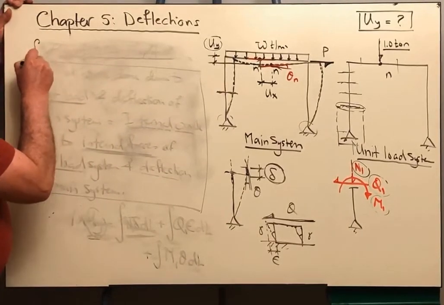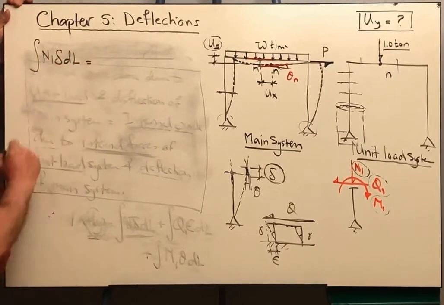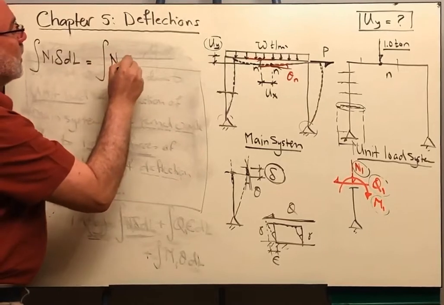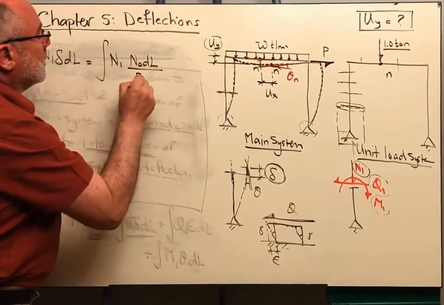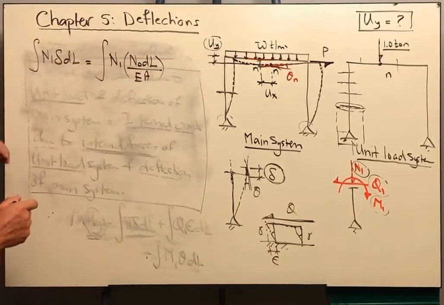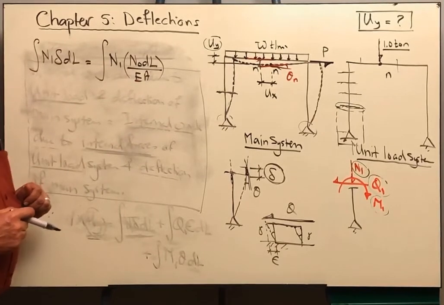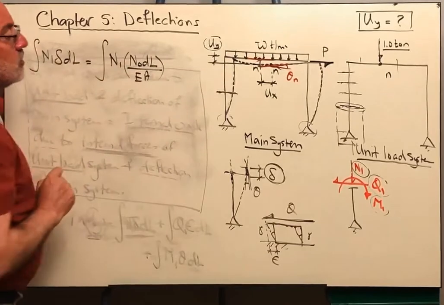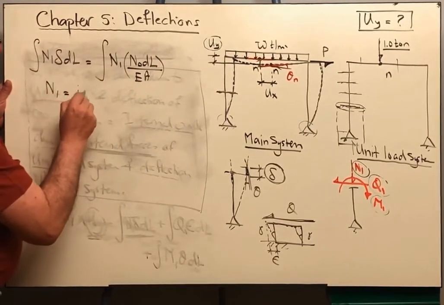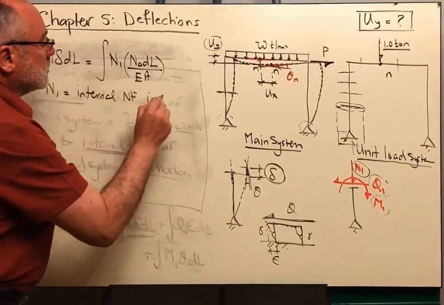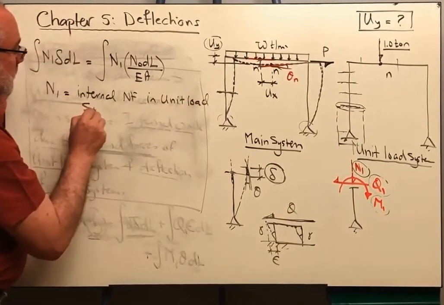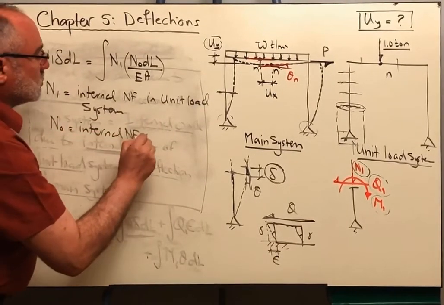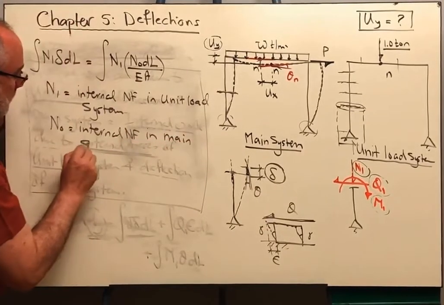Take care. Now, integral N1 delta dl, from simple structural mechanics, we can prove that this is equal to integral N1 N naught dl over EA. This component is the magnitude of the deflection caused by the main system, or the axial deformation in the main system. So N1 is the internal normal force in the unit load system, and N naught is the internal normal force in the main system.